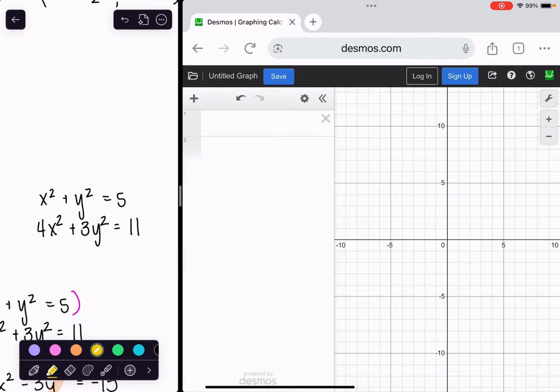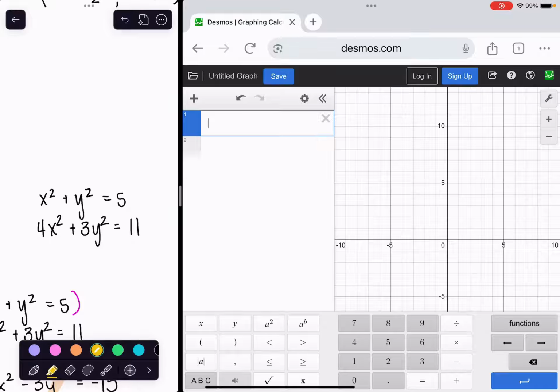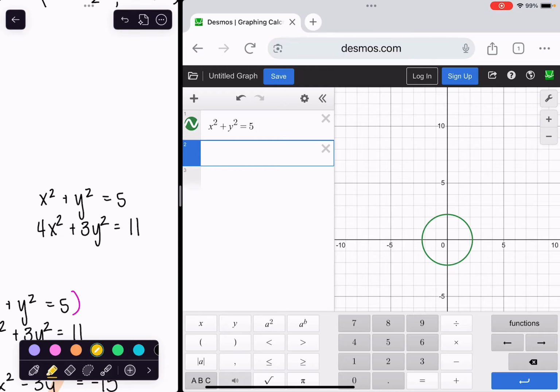So I just want to show you with Desmos what these look like. First, that is a circle, x squared plus y squared equals 5, centered at 0, 0. The next one is 4x squared plus 3y squared equals 11. You end up with not a circle, it is an ellipse, it just has a funky shape to it. So there are no intersection points. There are no real numbers that solve this system, but there were imaginary solutions to this, okay?